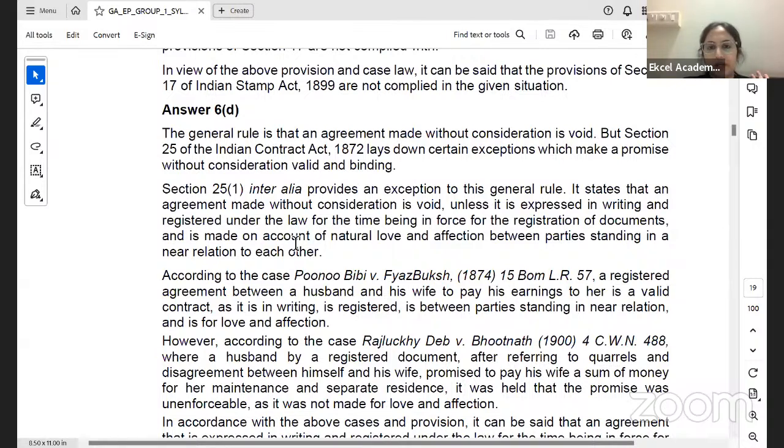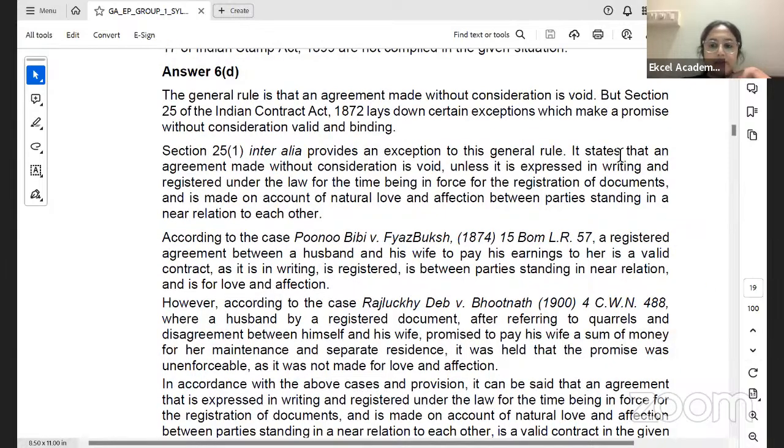First thing you have to write: as per the Indian Contract Act, when there is no consideration, there is no contract. But there is an exception. When two parties stand in a near relation, and husband and wife is a near relationship, and out of natural love and affection they enter into a contract, even if there is no consideration, it's fine. That contract becomes valid. So the first part of the question is valid, because they are husband and wife, there is no quarrel, nothing. If there is a quarrel, then the answer differs.